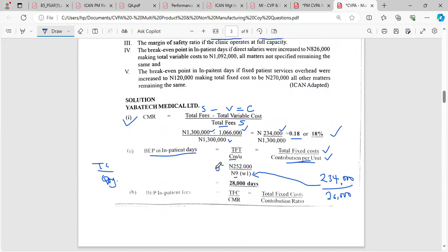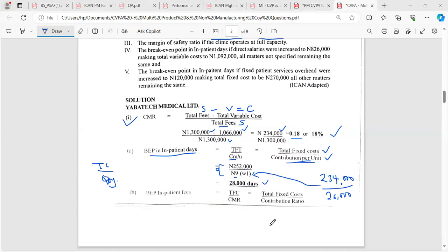So if you divide these two figures, you're going to get 28,000 days. This is our break-even point in inpatient days. So 28,000 days. The number of days that patients spend in our hospital. That is our break-even point in patient days, 28,000 days. That is where we break even.